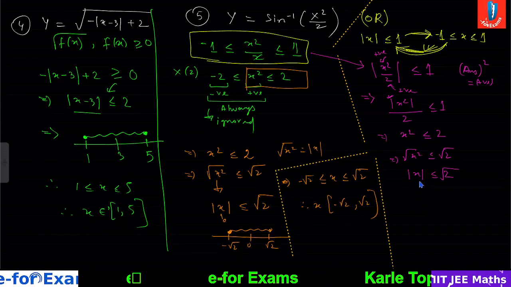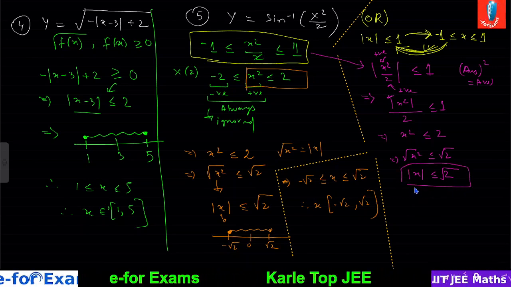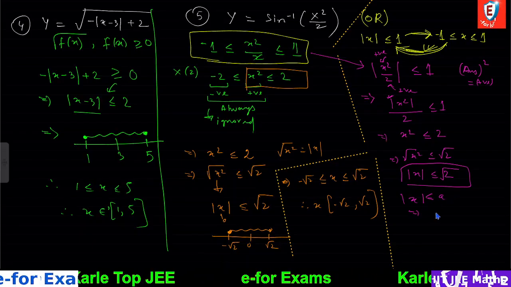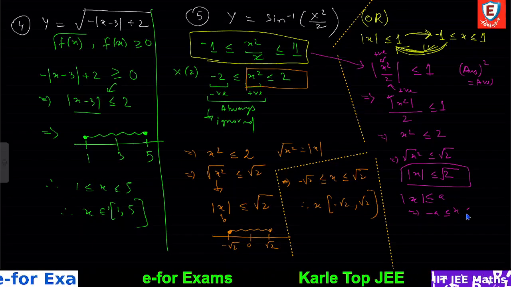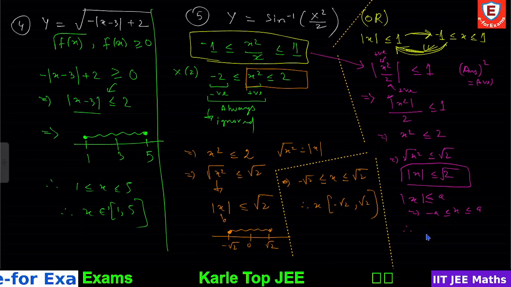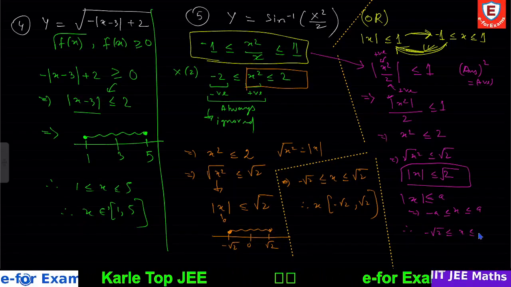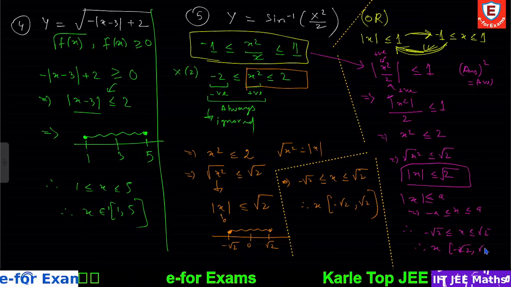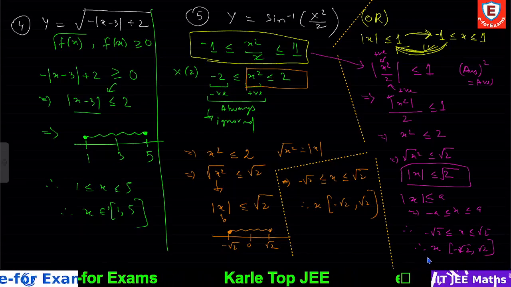Root over x squared is nothing but mod x, and then we know that mod x less than or equal to a means minus a less than or equal to x less than or equal to a. Therefore here minus root 2 less than or equal to x less than or equal to root 2. Therefore x is [minus root 2, root 2]. Got it?